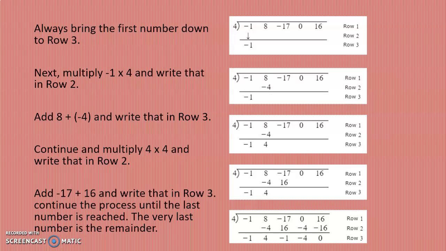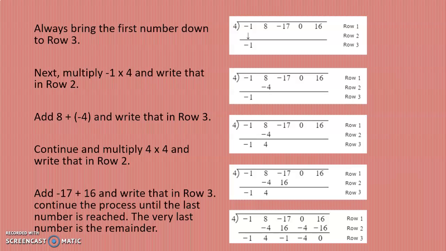To start synthetic division, we want to always bring the first number down to row 3. So we bring down the negative 1 to the third row. Then we're going to multiply. Negative 1 times 4 will give us a negative 4. We write that number in our second row. Then we add. 8 plus negative 4 gives us a positive 4.